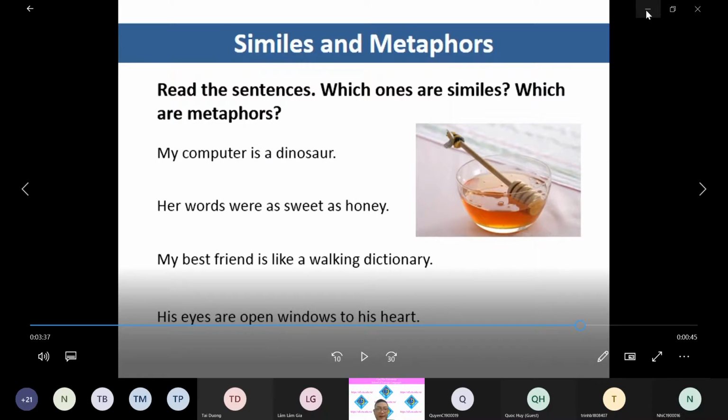Okay, number 3. Ở đây không bạn em nghĩ là giống như là cái anh bạn này giỏi quá nên là giống như cái từ điển sống vậy đó thầy. Cái gì cũng biết ha. Okay. Number 4. Em nghĩ là mắt của anh này là cửa sổ tâm hồn.